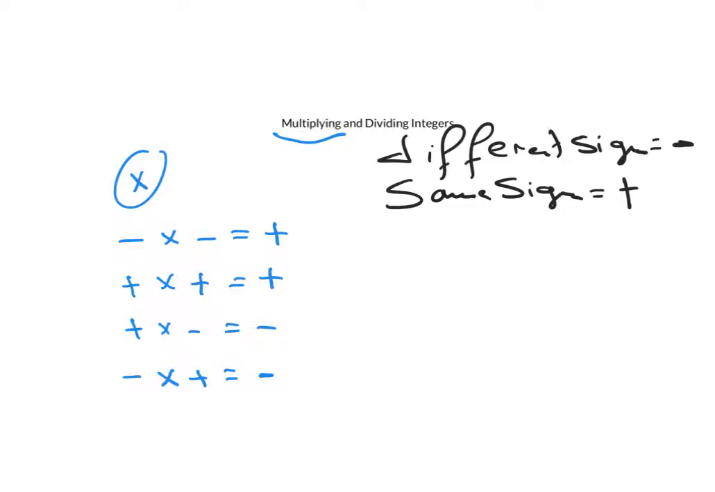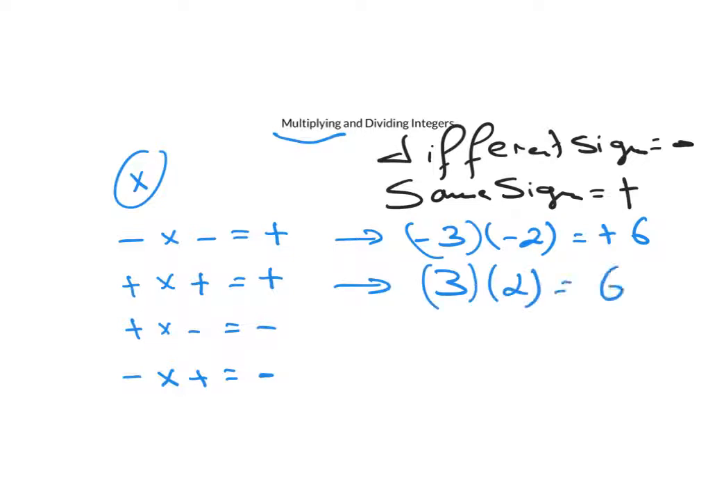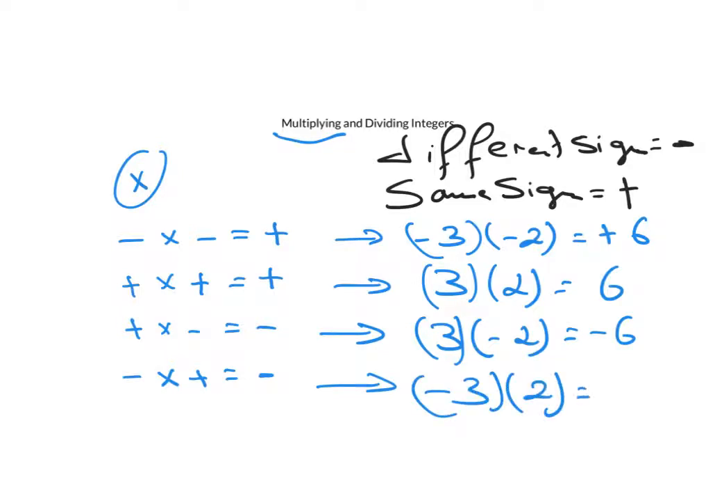Let me give some examples here. Let's suppose I have negative 3 times negative 2. That would be positive 6. And if I don't have any sign, by default it's positive, so I can write positive 3, or just keep it without any sign. That means positive. So 3 times 2 will be 6. Let's suppose I have positive 3 times negative 2, I'm going to get negative 6. And if I have negative 3 times positive 2, I also get negative 6.